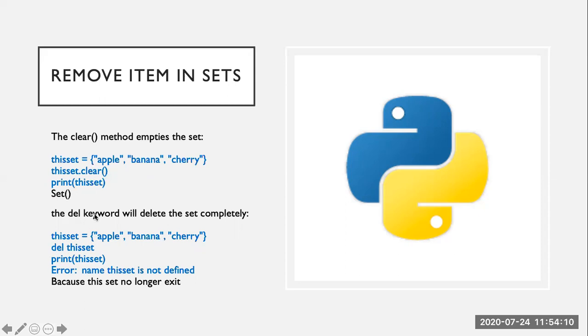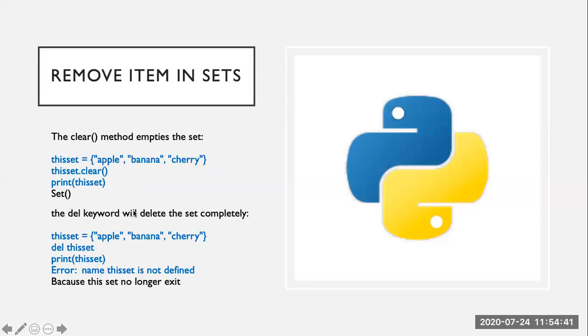But if we use the del keyword to remove the set, it will delete the set completely. For example, in this case we are using del. It has actually deleted this set. So after deleting this set, when we try to print the set, it will give an error. What is the error? That the name of this set is not defined. Why is it giving this error? Because this set no longer exists.